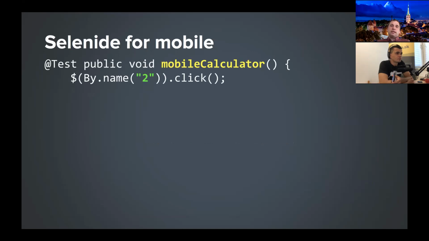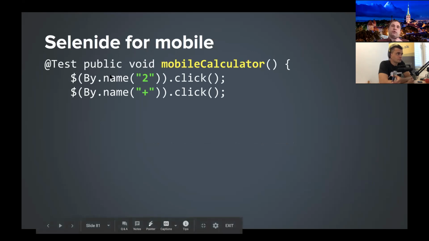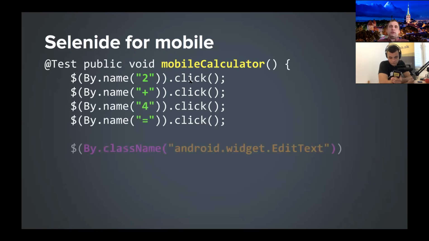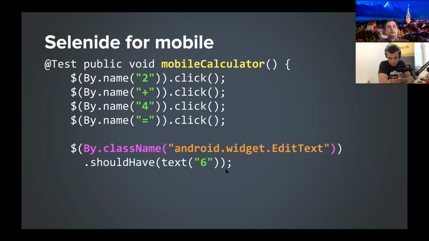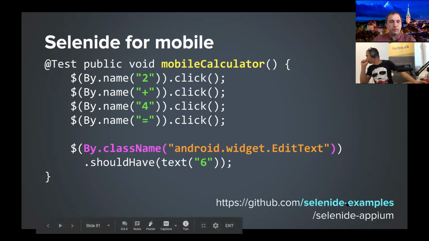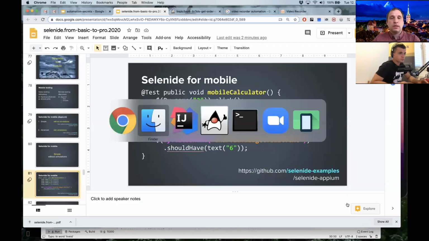Again, the test looks exactly as in the case of web tests. You use $ to find an element inside the application, and you can call click or set value and so on these elements. As you see, you can find elements by some Android class names and check that the element has some text and so on. This is easy, and this is a working example from GitHub. Let me show how to run it.